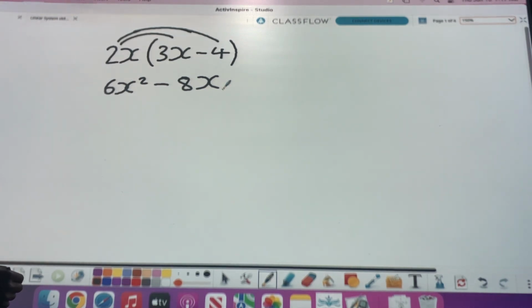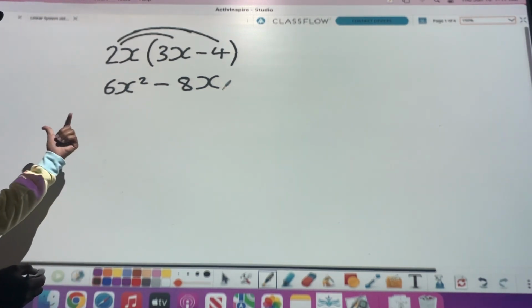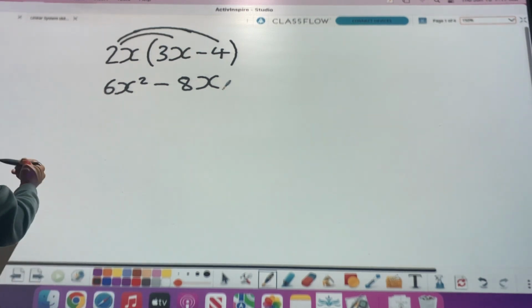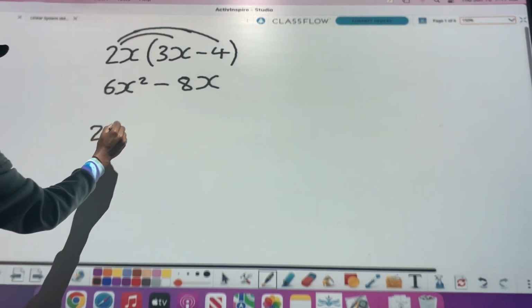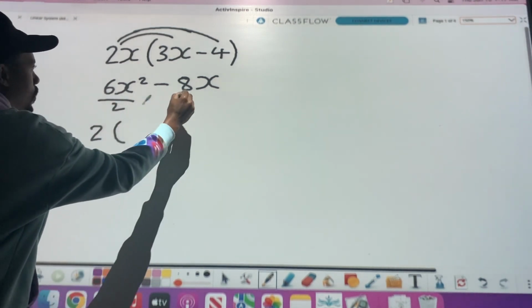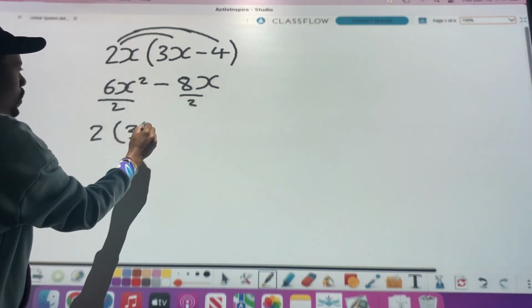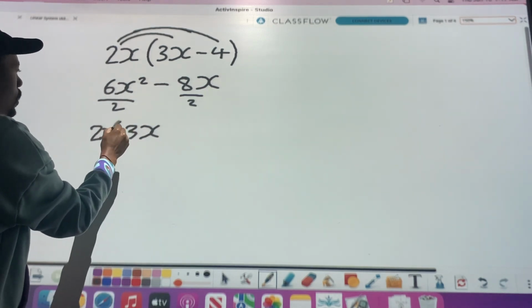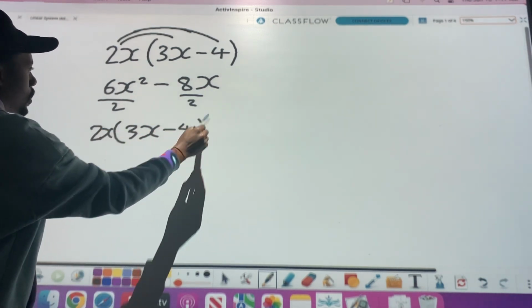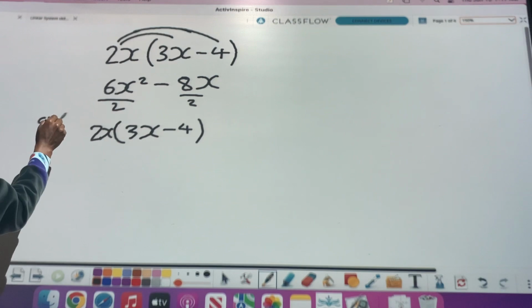If you were to factor this, you'd take the greatest common factor, which would be 2, and then you'd factor 2 out of this, divide by 2, divide by 2, so this is the reverse. And that's how you get back your x as well. 3x minus 4. This is the check.